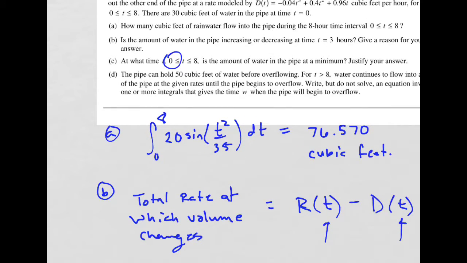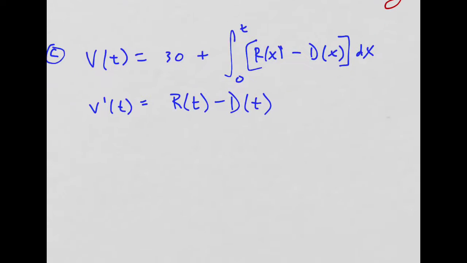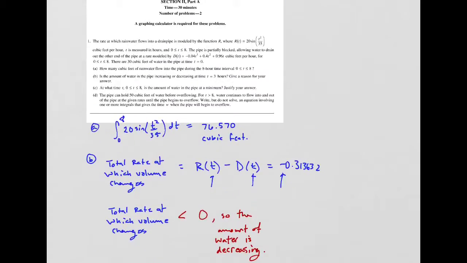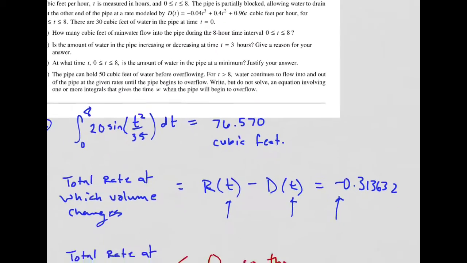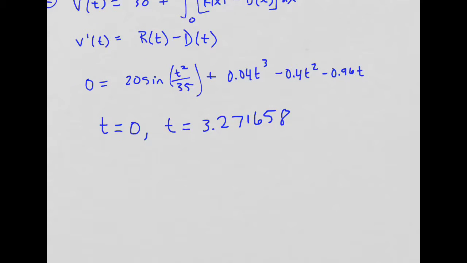Then I'll check t equals 0 and plug that into here, and then I'll check any other critical points, and then at the end I'll check t equals 8. So here I'm setting it equal to 0 and solving this in my calculator. So I have 20 sine of t squared over 35, I think that's what it is, minus, actually change it to plus. Then I can solve for t in my calculator, and I get those two values.